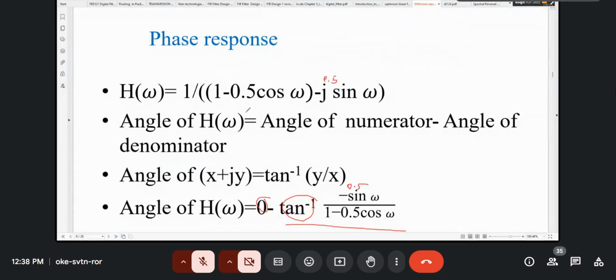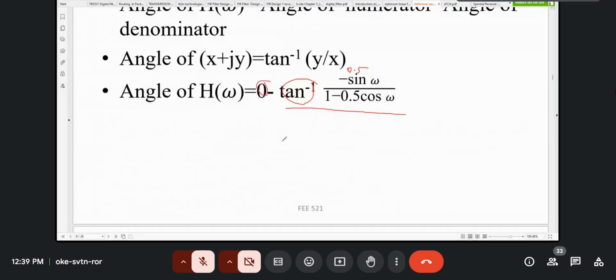is simply, when you have it in this form, denominator and numerator, the angle is simply the angle of the numerator minus the angle of the denominator. If you're looking for the angle of a fraction, it will be the angle of the numerator minus the angle of the denominator. So the angle of x plus jy is inverse tan of y over x. And the angle of H of omega, of course, this is a real number, so the angle is 0. So it will simply be 0 minus the angle of x plus jy, which is this.